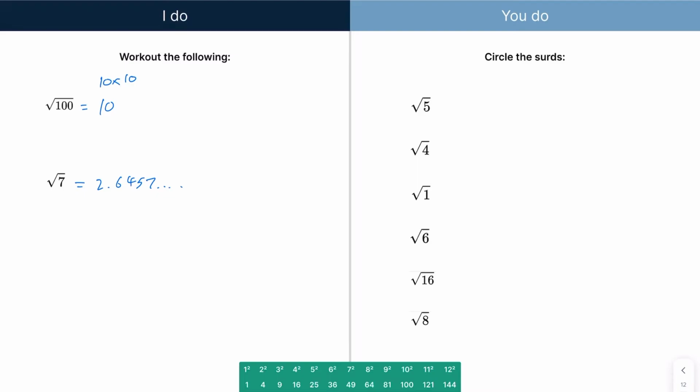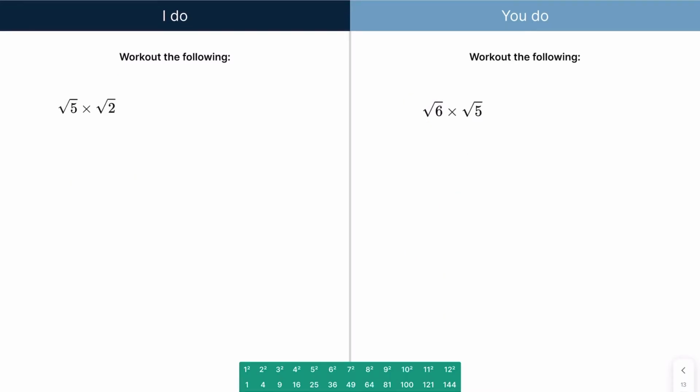So that's a surd. So you've got some examples on the left, right? So I want you to press pause and circle the ones that you think are surds. So in the first case, root 5 is a surd because it doesn't have a perfect square. Root 4, actually I shouldn't circle that. Root 4 is not a surd because 2 times 2 gives us 4. Root 1 is not a surd because 1 times 1 gives us 1. Root 6 is a surd. There's no two whole numbers that we can multiply together, two of the same whole numbers, I should say. Again, root 4 is not a surd. Root 16 is not a surd because 4 times 4 is 16. And root 8 is a surd. There's no two same whole numbers that we can multiply to give us 8.